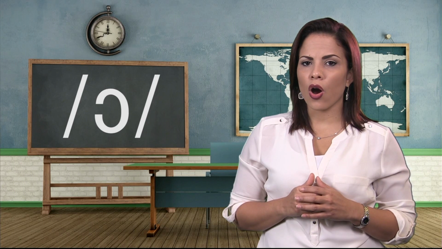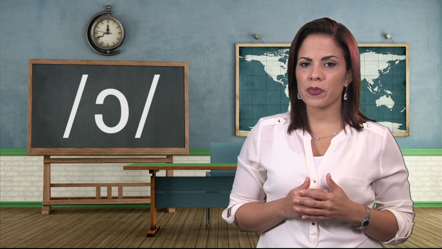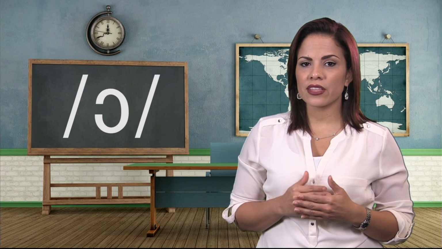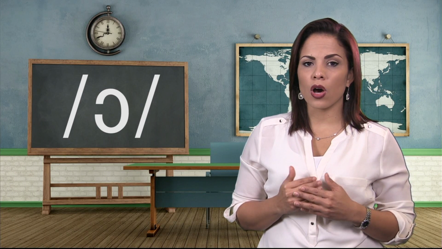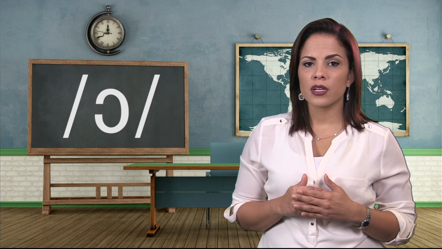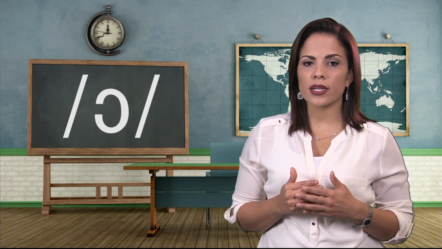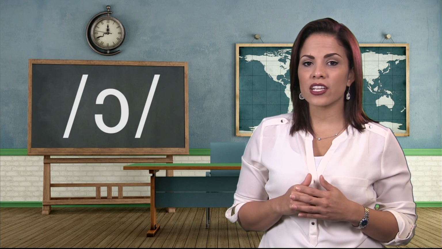Let's try it. Aw. Aw can happen at the beginning and the middle and the end of words. Some keywords to help you remember aw are lawn, broad, bought, frog, all, and gone.